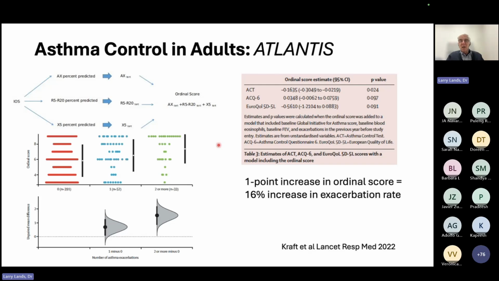So I think you can combine these measures, and not necessarily use a single measure, to indicate which patients are at risk for exacerbation, and focus a little more on them to optimize their treatment.